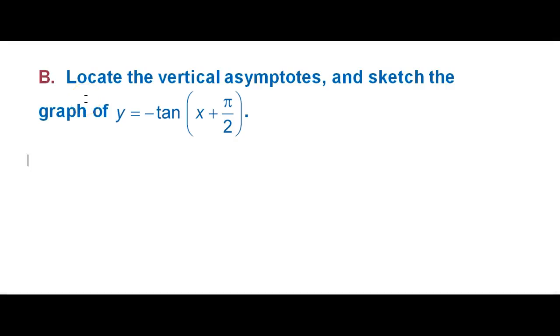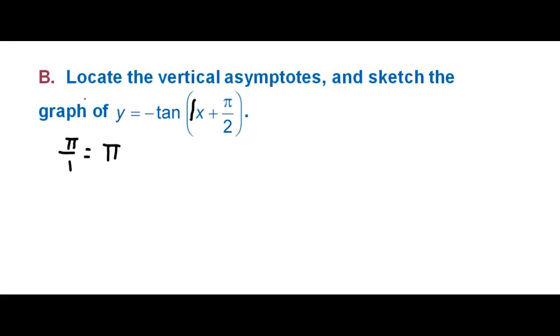Now let's look at what happens when we have a constant added to the x value, in other words, a phase shift. Again, we can find the period by simply taking this number that's multiplied by x, which in this case is 1. Pi divided by 1 is simply pi, so we know each asymptote is going to be pi units apart. And again, we can use the same process.